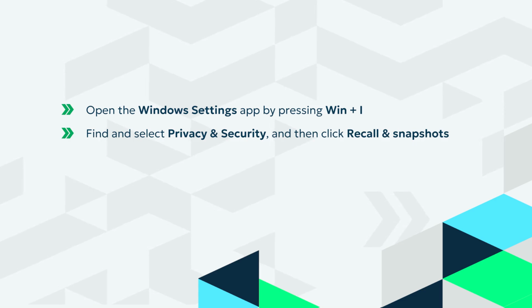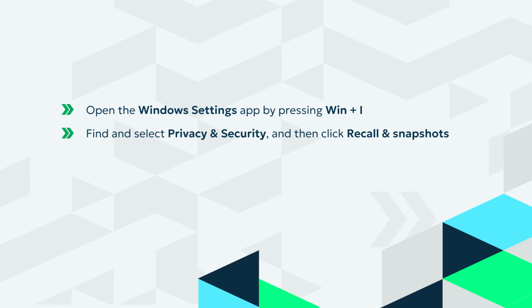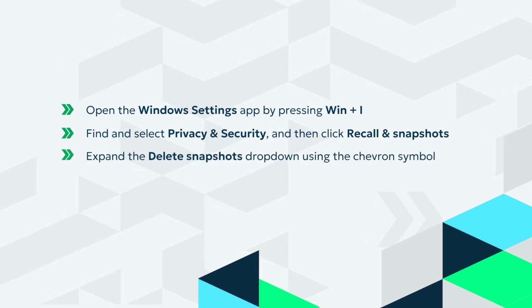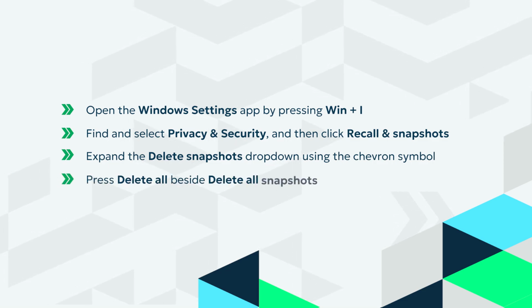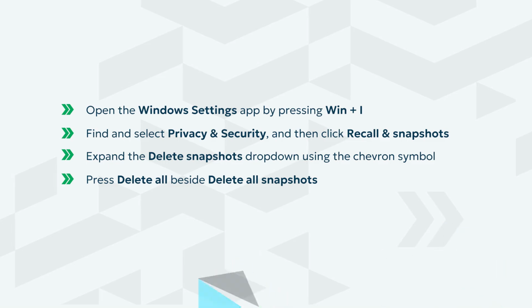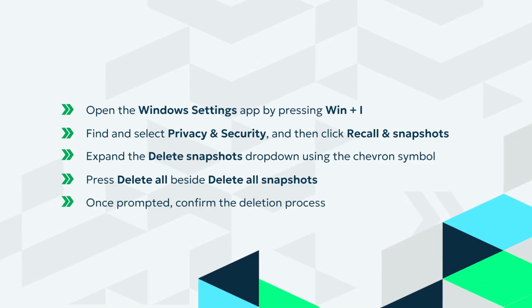Find and select Privacy and Security, and then click Recall and Snapshots. Expand the Delete Snapshots dropdown using the chevron symbol. Press Delete All beside Delete All Snapshots. Once prompted, confirm the deletion process.